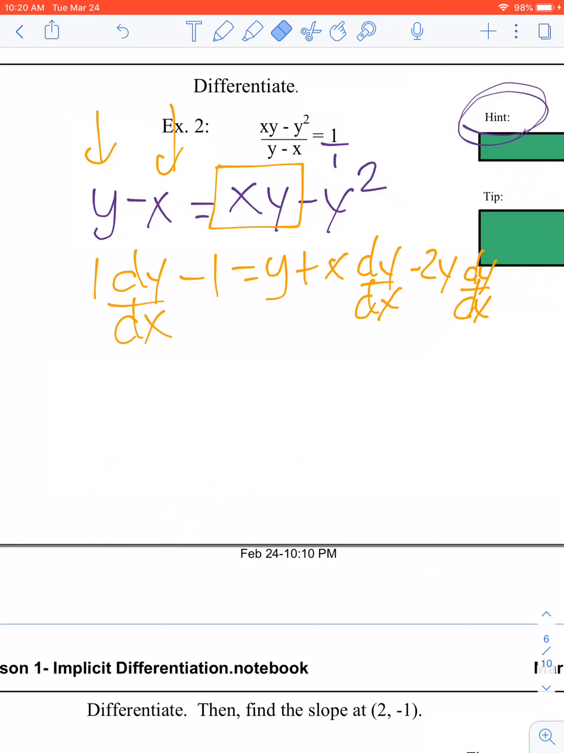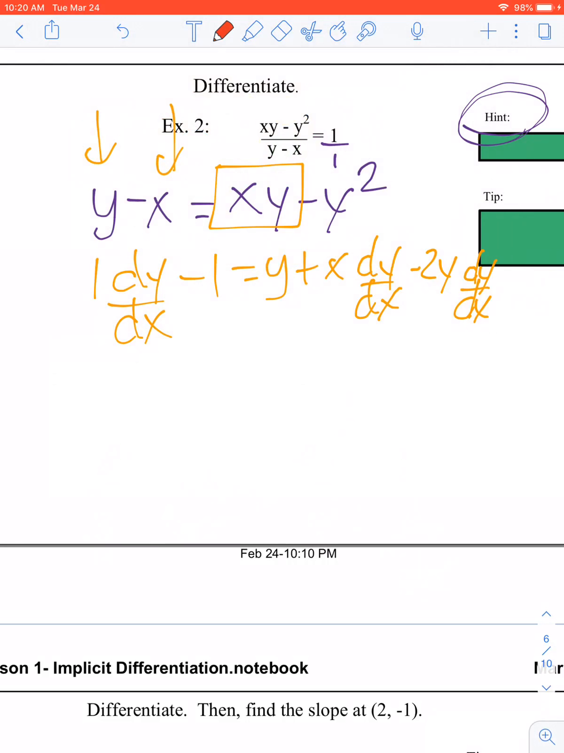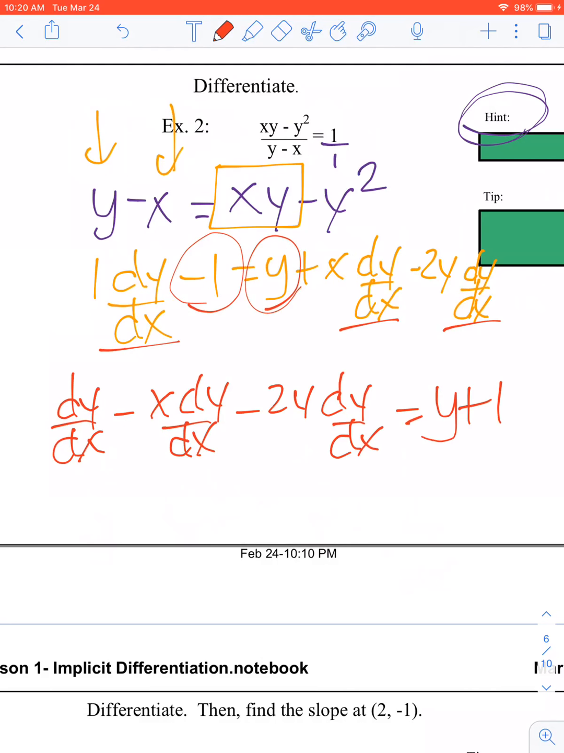All right, so step 2 tells us we need to get everything with the dy dx on one side and everything else on the other. This is just a matter of personal preference. I'm going to go ahead and keep dy dx on this side. But then I'm going to take this dy dx and move it to the other side. And I'm going to take this dy dx and move it to the other side. Then I'm going to keep the y and move that to the other side.